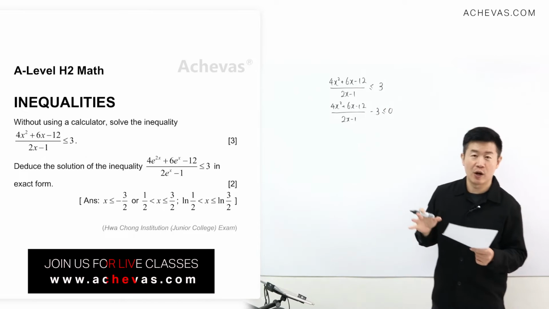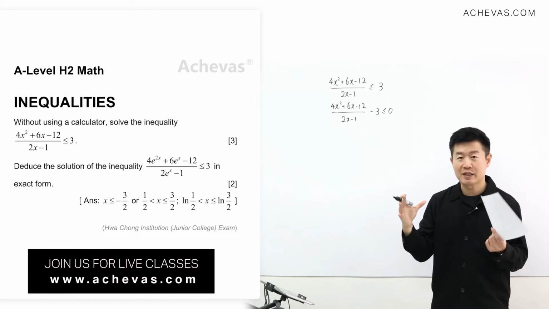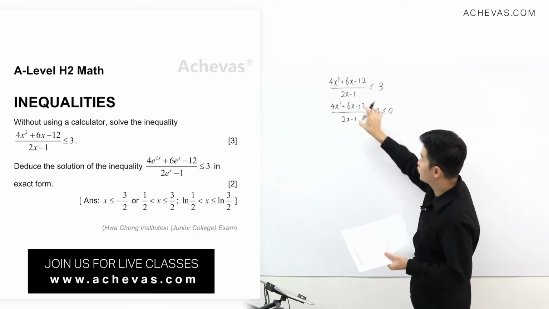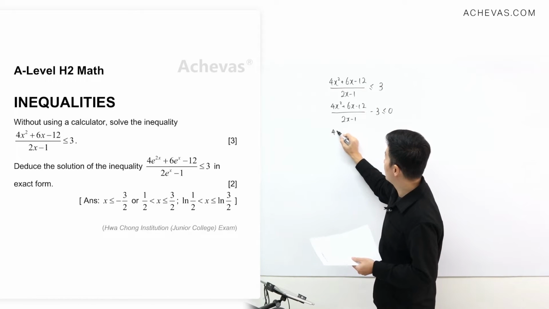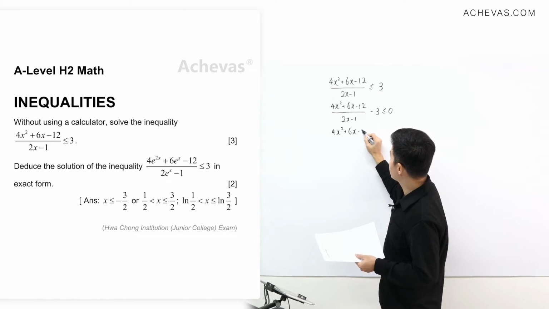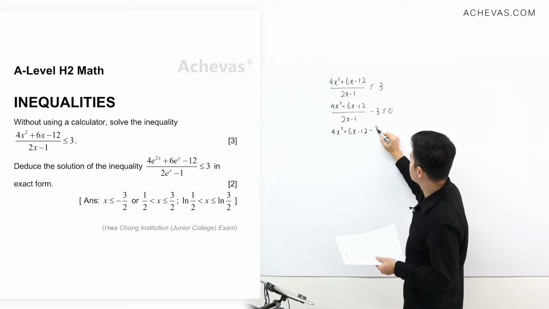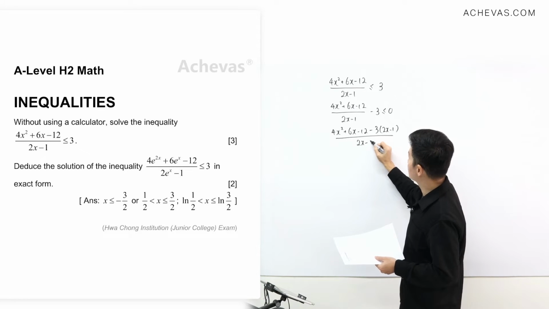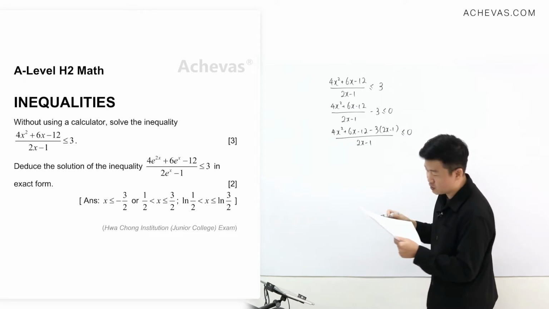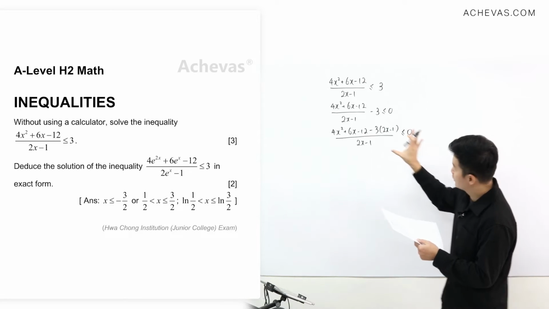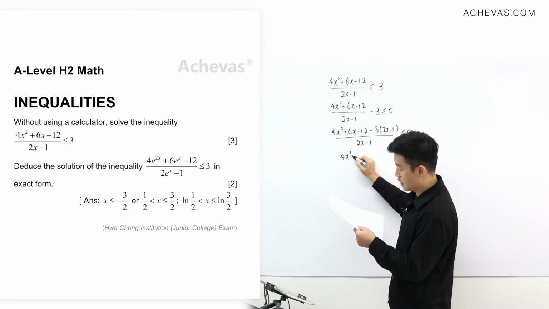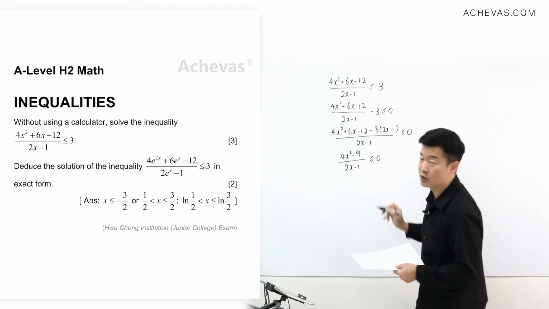And on the non-zero side of our inequality, we want to try to re-express it so that it is multiples of linear factors as much as possible. So let's try to group this together first. We have (4x² + 6x - 12) minus 3 times (2x - 1), divided by 2x - 1. This is less than or equal to 0. Let's simplify the numerator, which will give us (4x² - 9)/(2x - 1), less than or equal to 0.